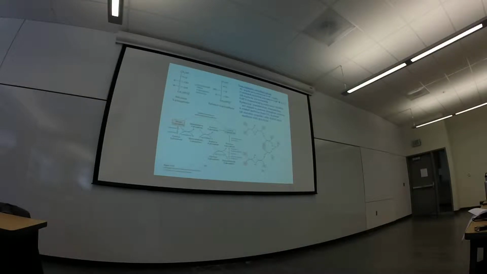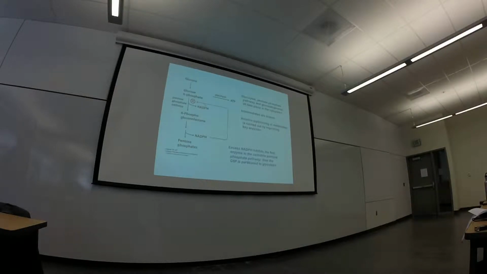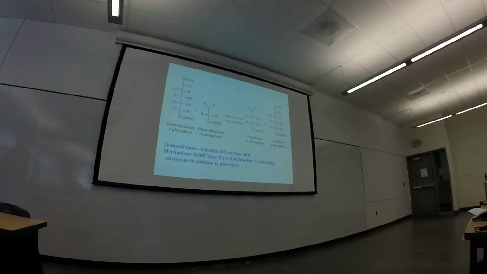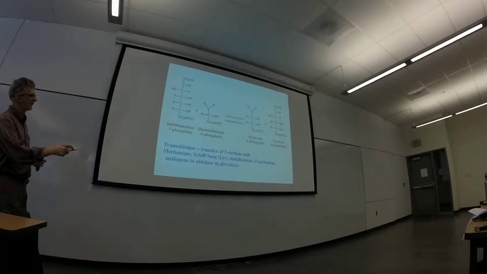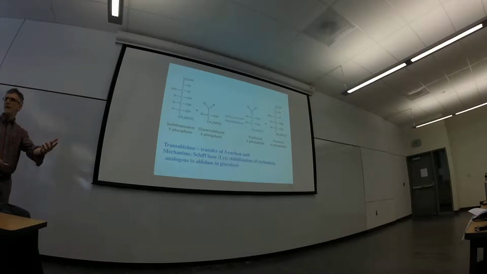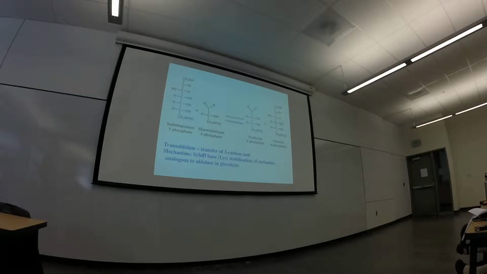So we've got ketolases and aldolases. Aldolases we already know about because it's the same as the aldolase in glycolysis. So this is an example of a transaldolase reaction, one of the reactions in that non-oxidative phase that we just looked at. Aldolase enzyme, transfer of a 3-carbon unit. How does it work? A Schiff-base lysine stabilizes the carbanion, like the aldolase in glycolysis. So we know enough about it. We don't need to talk more about it.